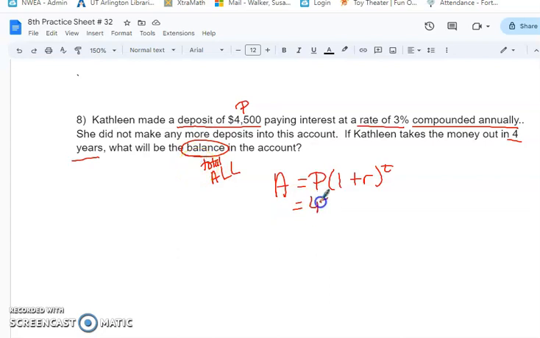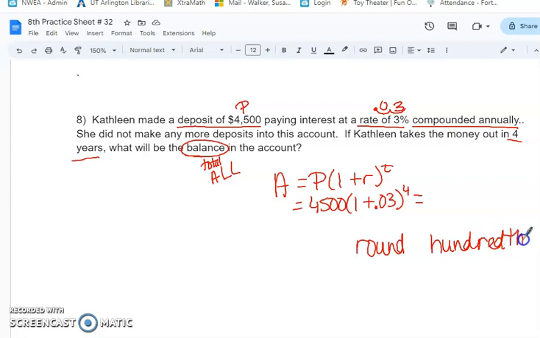Principal is $4,500. 1 plus R, the rate. T is time. T has to be in years. So that's 4. Okay? So you are going to put this into your calculator. And you're going to round to the hundredths. Why? Because it's money. So that means I want it right here. And you're going to look to the third place to help you round. Okay, so you're going to round to the hundredths.